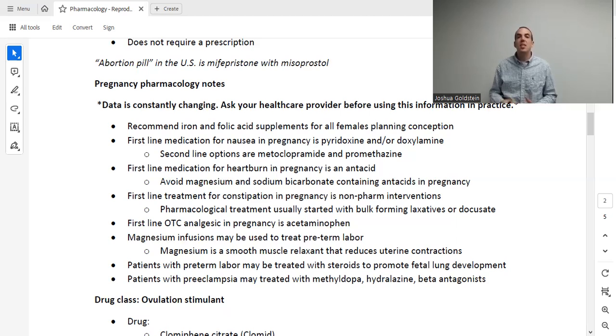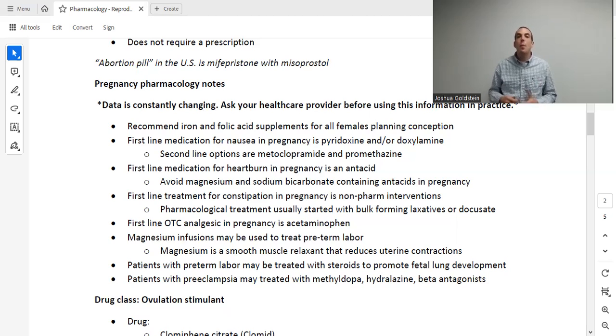Magnesium infusions is another medication. We covered magnesium elsewhere. We covered it when we talked about asthma, but please note that magnesium is another medication that is used in the pregnancy world, and it's used to stop preterm labor. So if a patient begins to have contractions and it's too early to deliver the baby, then we can give them magnesium because it relaxes the uterus. The uterus is a muscle, and magnesium is a smooth muscle relaxant. It relaxes the muscle and it reduces uterine contractions.